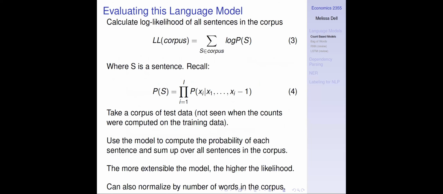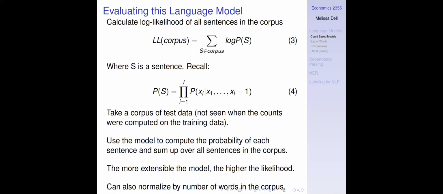Then you calculate the log likelihood of all sentences in your corpus by essentially summing over the probabilities that we just saw. The intuition here is, let's say you have a corpus of test data. These are data that you did not see when the counts were computed on the training data. You use the probabilities you already computed in training to compute the probability of each sentence and sum over all sentences in the corpus. If the model generalizes to your test data, then your likelihood should be higher.